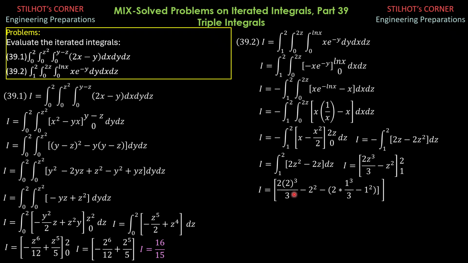So that would be 16 thirds minus 4 minus 2 thirds plus 1, and that is equal to 5 thirds.